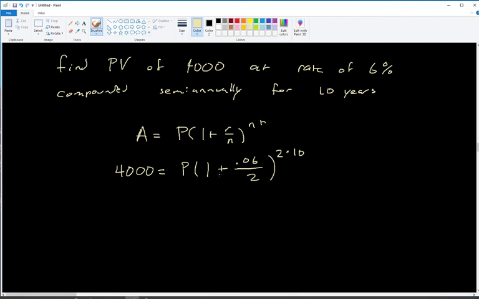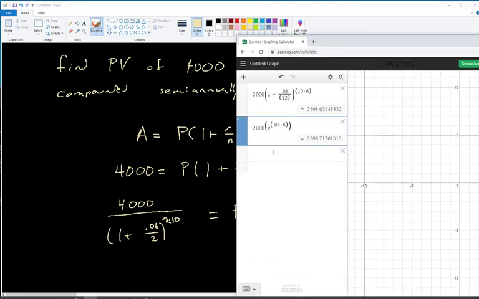So if you want to undo a multiplication, you divide. So we basically end up with 4,000 divided by 1 plus 0.06 over 2 to the 2 times 10 power. We just divide this whole mess across, and that will equal what our P is supposed to be. So this is 2 times 10 right there. So we're going to, again, go back to our Desmos, type this in, and see what we end up with from doing that.